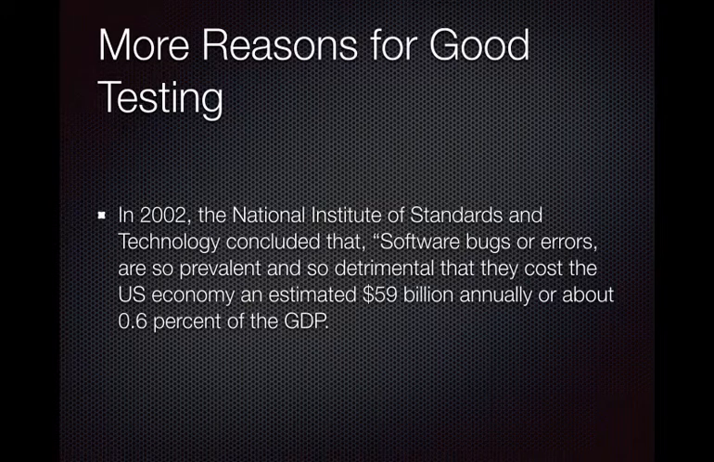And if you needed any more reason, and this is why business takes this so seriously, let's talk about money. Let's talk about the money involved in this. In 2002, the National Institute of Standards and Technology concluded software bugs or errors are so prevalent and so detrimental that they cost the U.S. economy $59 billion with a B, $59 billion annually, which roughly translates into about 6% of gross domestic product. So, software bugs are big issues.